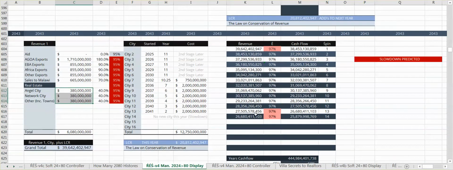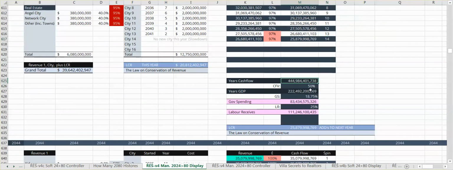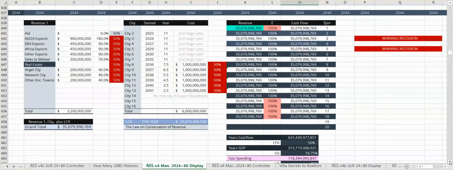Just a touch here, they go further in the next years, but we bring up the E and we increase the spin. And that increases the cash flow. So everybody else is worrying about a slowdown. Malawi is having an upturn.